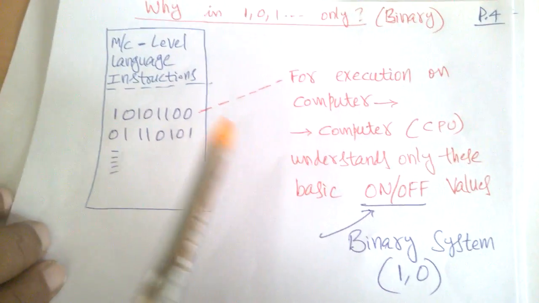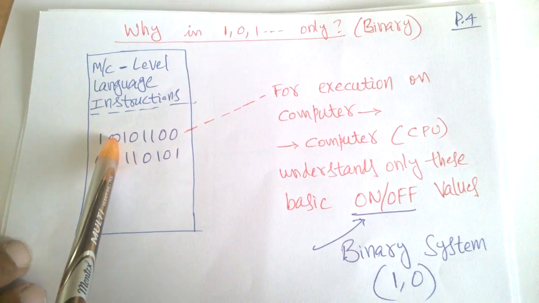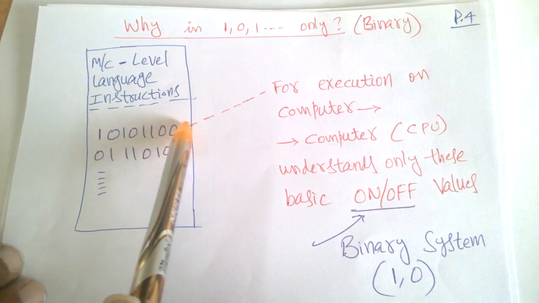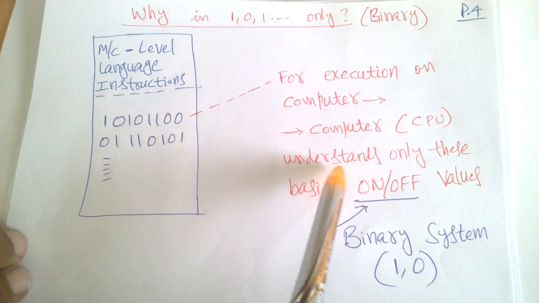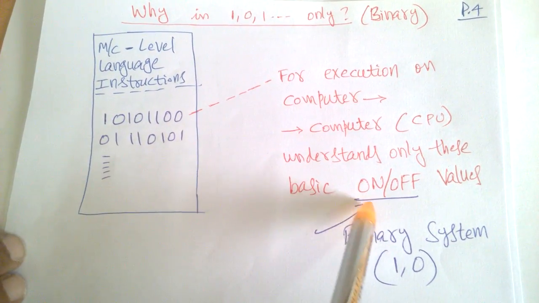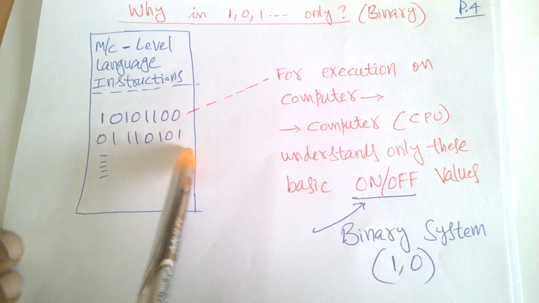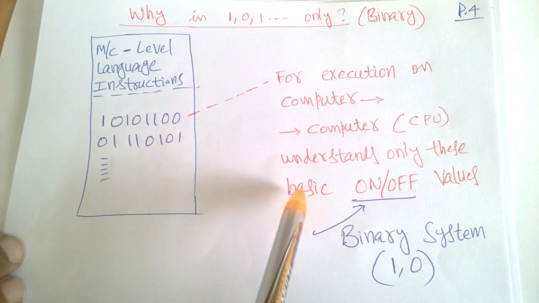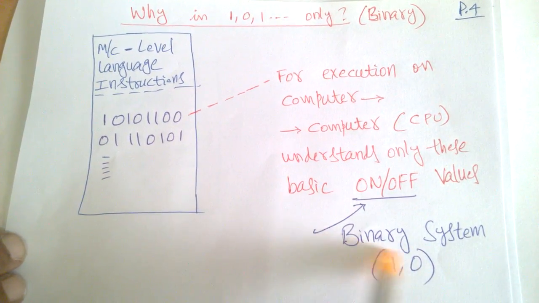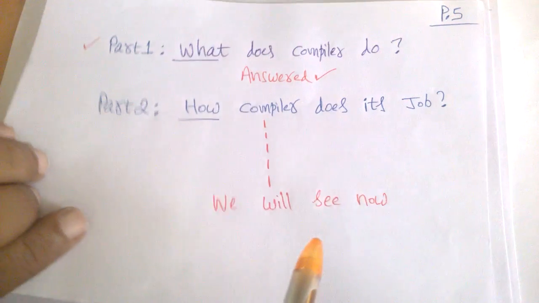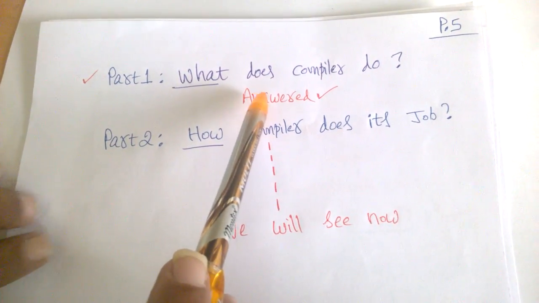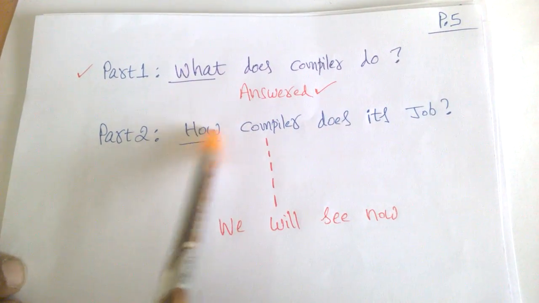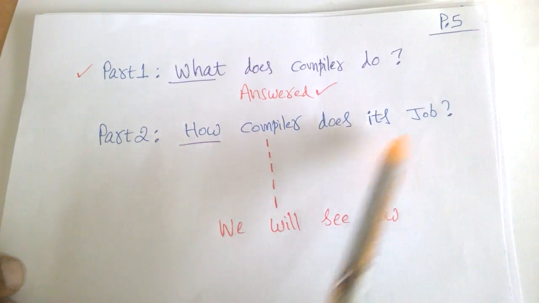Now why is it that it's only in terms of ones and zeros that a compiler translates into? That's because the CPU of a computer can understand and operate only based on ones and zeros. That's on-off values. That's how the electronic circuitry is built inside the CPU. That's a binary system in ones and zeros. Now what we have done is we have seen what a compiler does. It translates high-level program into ones and zeros, machine-level instructions, and now we'll proceed to how a compiler does its job. We'll see that now.